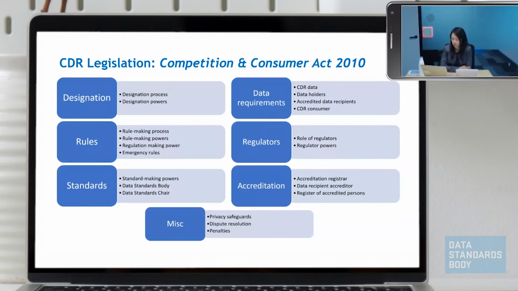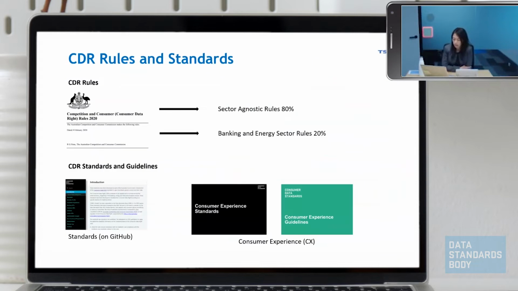The legislation also provides for privacy safeguards. Those are administered by the Office of the Australian Information Commissioner, the OAIC. It also has broad rules around dispute resolution and also penalties. So you can see the Competition and Consumer Act covers a lot of territory. But if you move to the next slide, I might just briefly cover off CDR rules and standards.